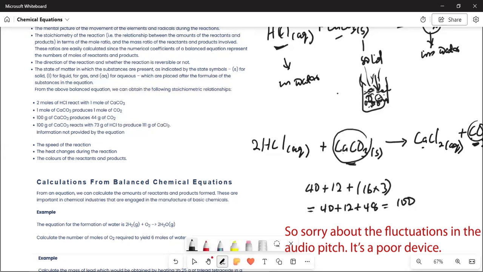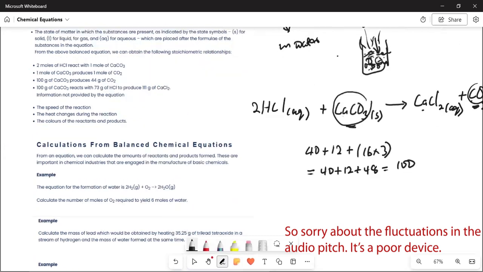The 100 gram of calcium carbonate gives us 44 gram of carbon dioxide. Where is the 44 coming from? The molar mass of CO2. Carbon is 12 and oxygen is 16. There are 2 atoms, that is 16 times 2, which is 32. 12 plus 32 is 44.